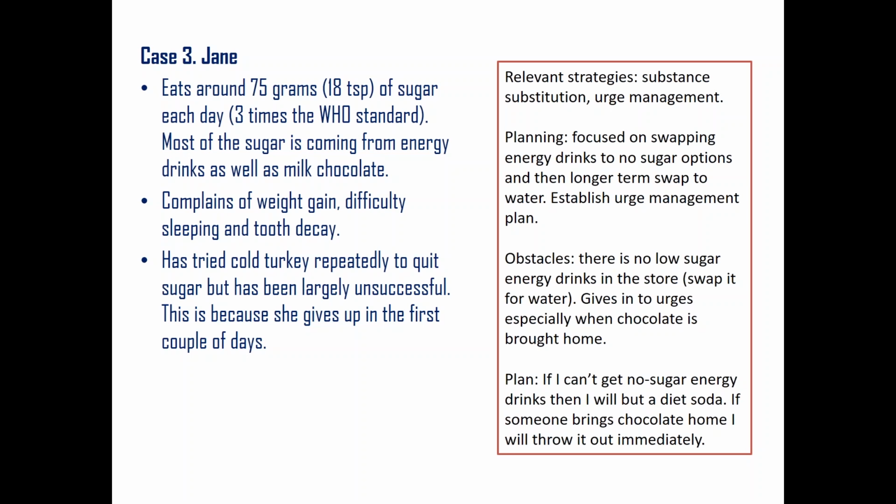The reason why I say that is her main sugar is coming from the energy drinks. So the planning for her was to focus on swapping the energy drinks to no sugar options, and then longer term swapping to water. What we notice in our research is that artificial sweeteners and substitutes for sugar look like they should look more like methadone for coming off heroin. They should be something that the person is transitioning through and off. One of the reasons for that is that artificial sweeteners may keep a desire for sweetness going, and so the person then has cravings longer than what would be ideal.